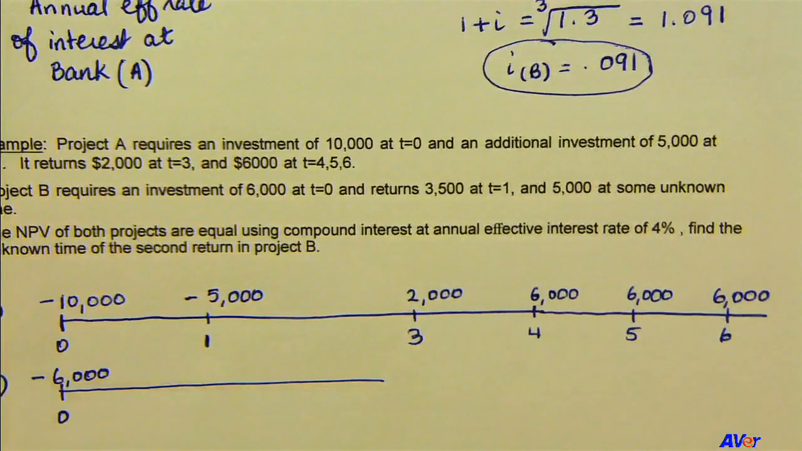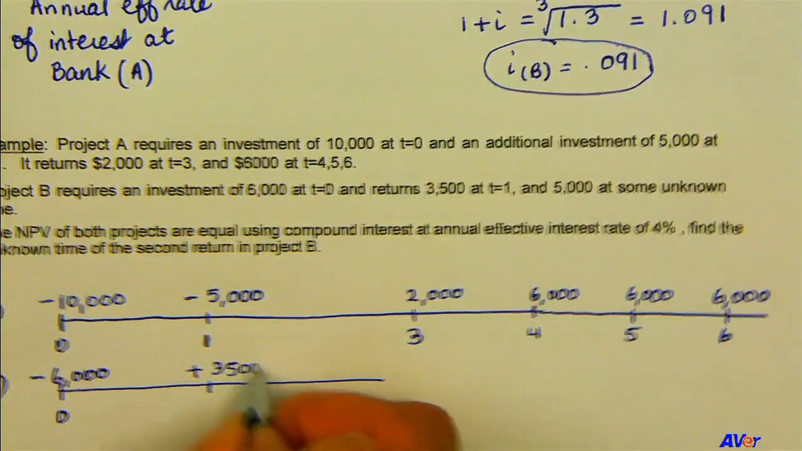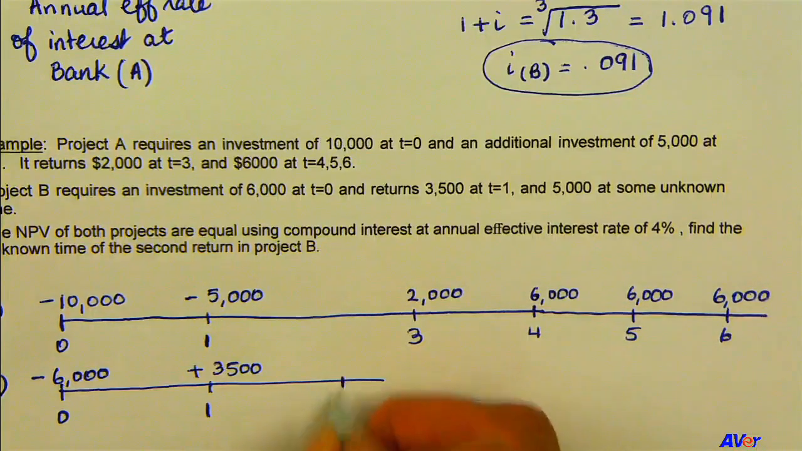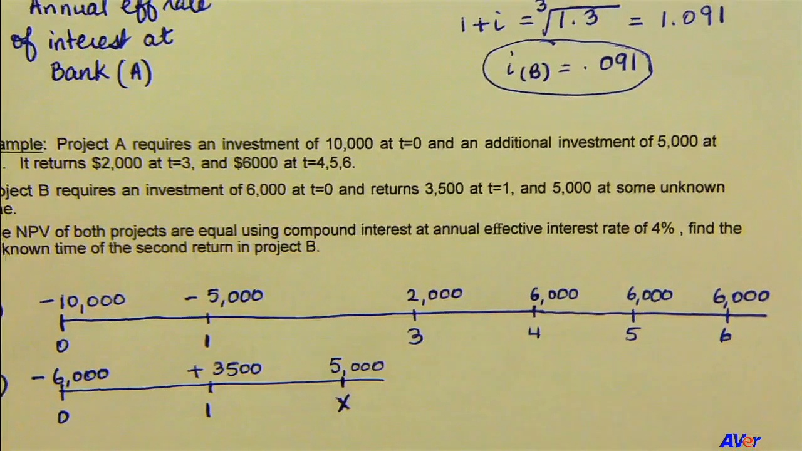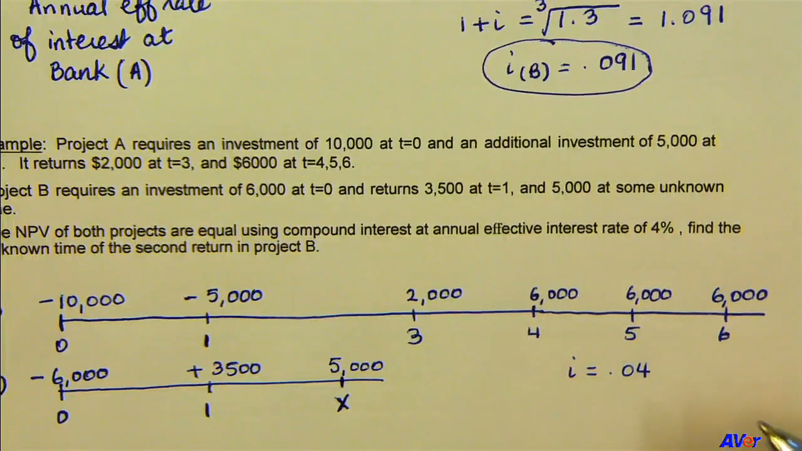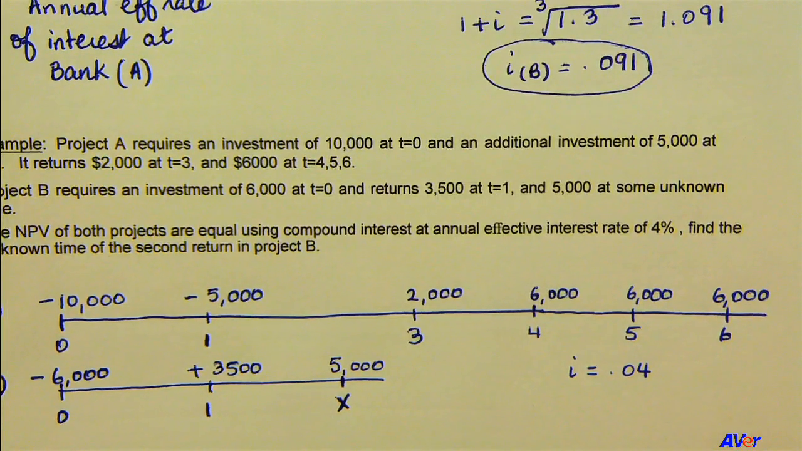Make that negative, and it returns 3,500 at t equals 1, and 5,000 at some unknown time. Let's call that x. X unknown returns $5,000. The net present value of both projects are equal using compound interest. Annual effective interest rate 4%, i equals 0.04. Find the unknown time of the second return in project B.